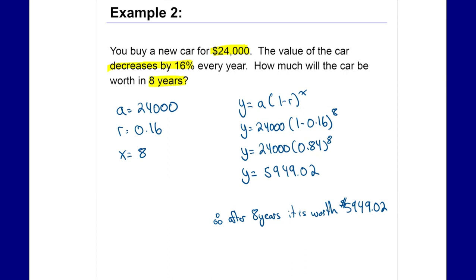But again, that's cars, right? They lose value very quickly as soon as they're used. So after 8 years, this $24,000 car is going to be worth about $6,000. So basically almost a quarter of its original value.